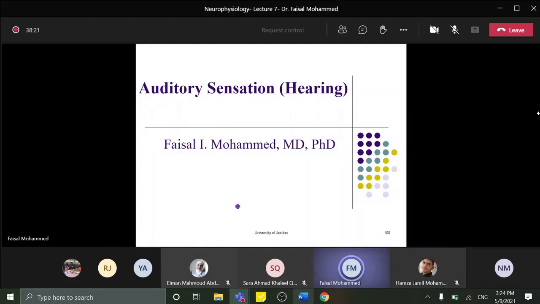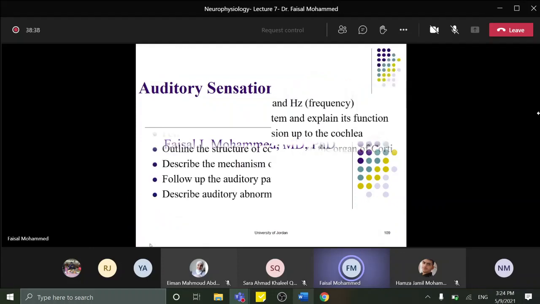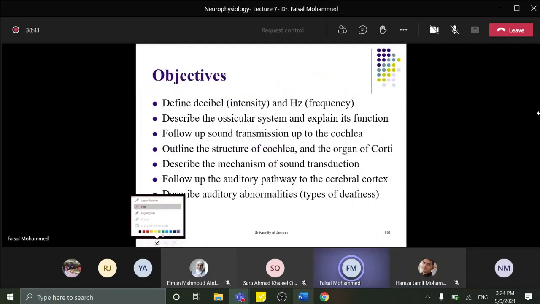We start with the second kind of sensation, which is the auditory sensation, or hearing. In hearing, we look at our objectives. Our objectives are to define decibel. Why decibel? This is the unit for measuring sound intensity, which is the strength of sound. And measuring the sound frequency by hertz, which is cycles per second.